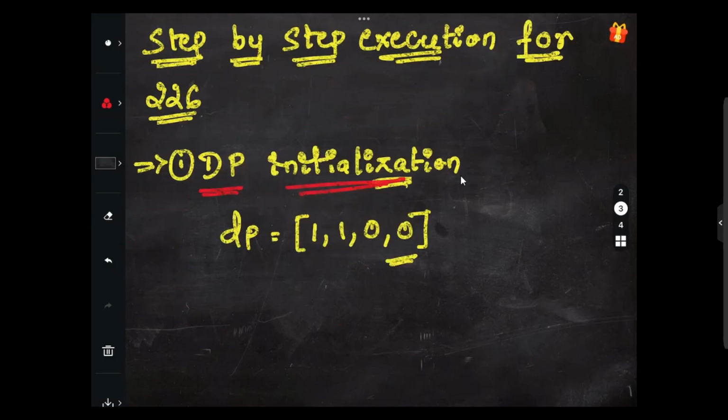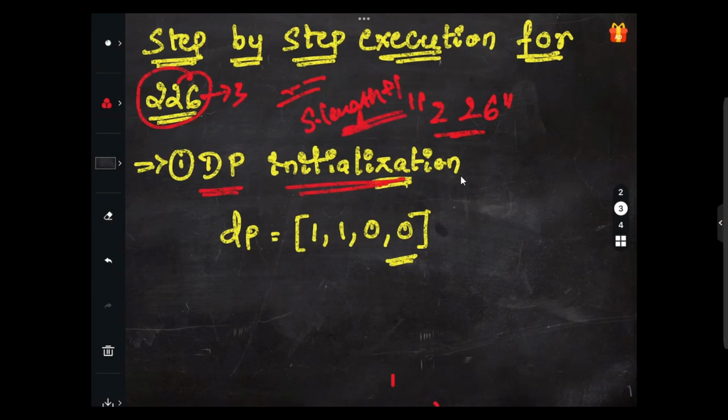So let's move on to the next step. Let's see the step-by-step execution for this one, 2 to 6. First we will initialize the DP array to 1 1 0 0. This is for a string of length 3, as you can clearly see. We are going with s.length plus 1 every time, so we have 4 elements in the array. Don't get confused here. So initially we go with 1 1 0 0, and this is the initialization for 2 to 6.